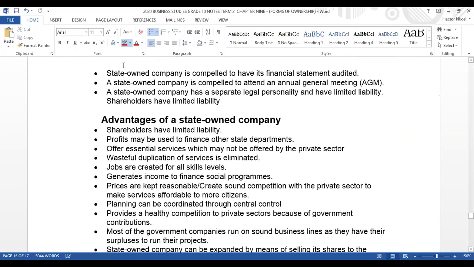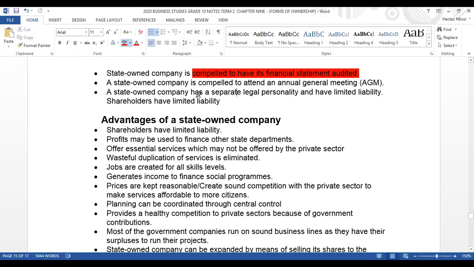More of them is that a state-owned company is compelled to have its financial statements audited, right? So we know that it's a must. Compelled means it's a must. It's a must to have their financial statements audited. A state-owned company is compelled to attend an annual general meeting. Also, it's a must for them to attend the annual general meetings.